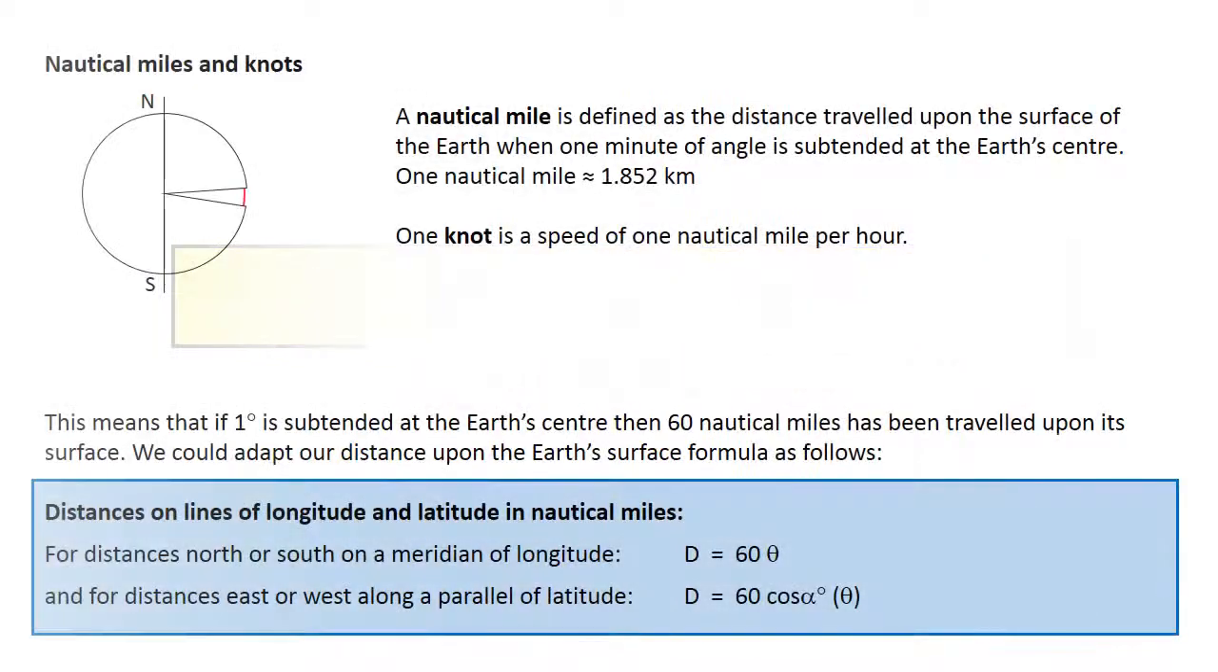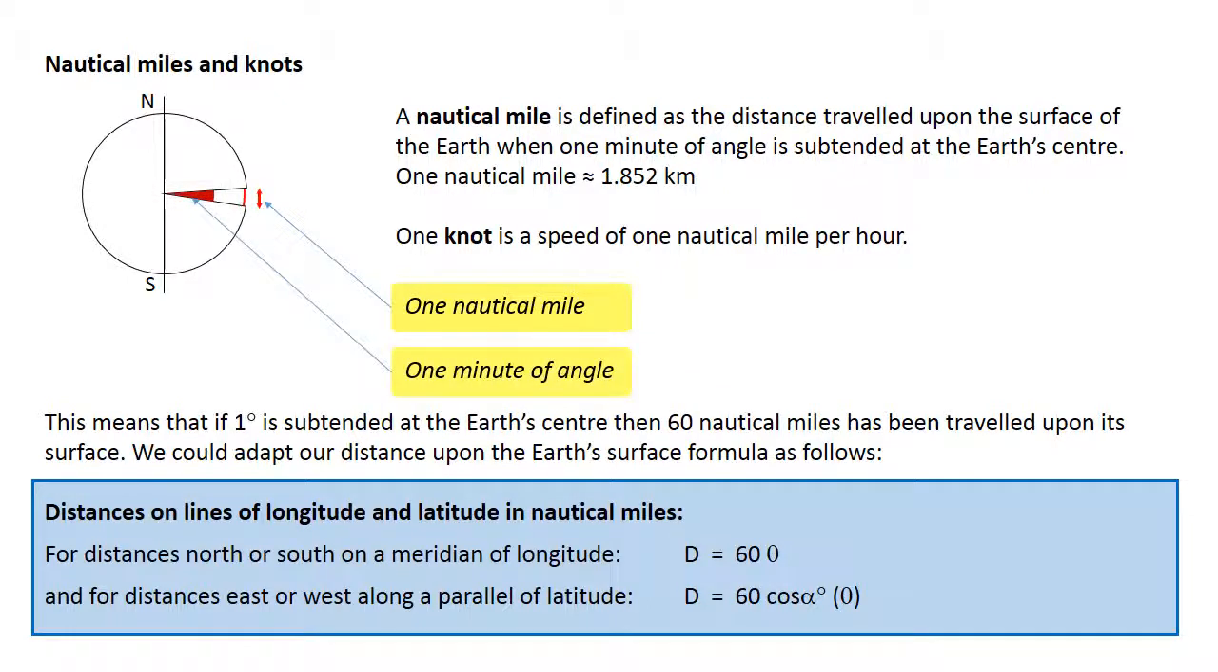This video covers nautical miles and knots. A nautical mile is defined as the distance travelled on the surface of the Earth when 1 minute of angle is subtended at the Earth's centre. 1 nautical mile is approximately equal to 1.852 kilometres.